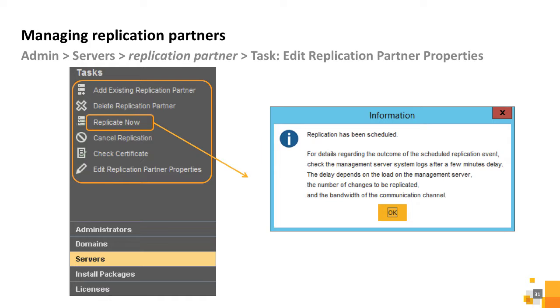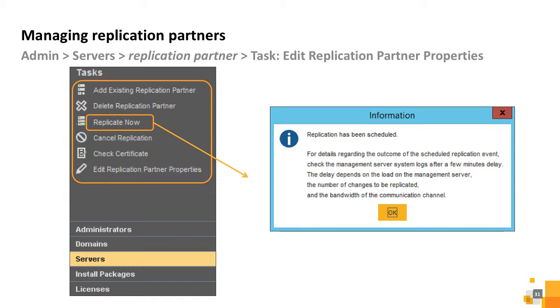Delete replication partner. When a replication partner is deleted, only the replication link itself is deleted. The site continues to be listed under remote sites. Replicate now. Select this option to initiate a replication with the selected replication partner. Cancel replication. Select this option to cancel a replication with the selected replication partner. Check certificate. Select this option to check a certificate with the selected replication partner.